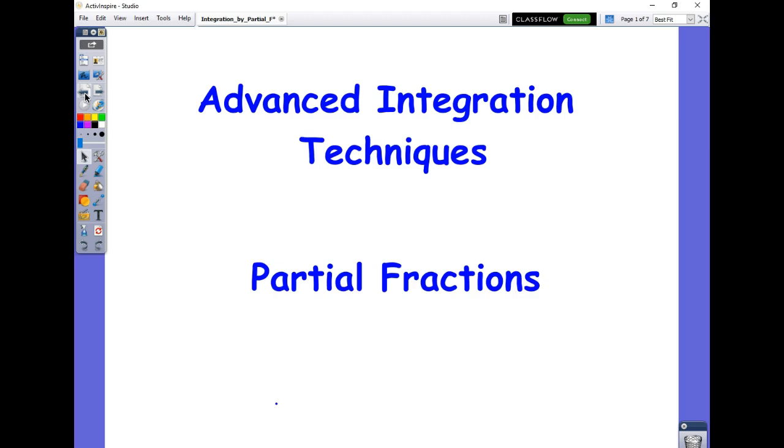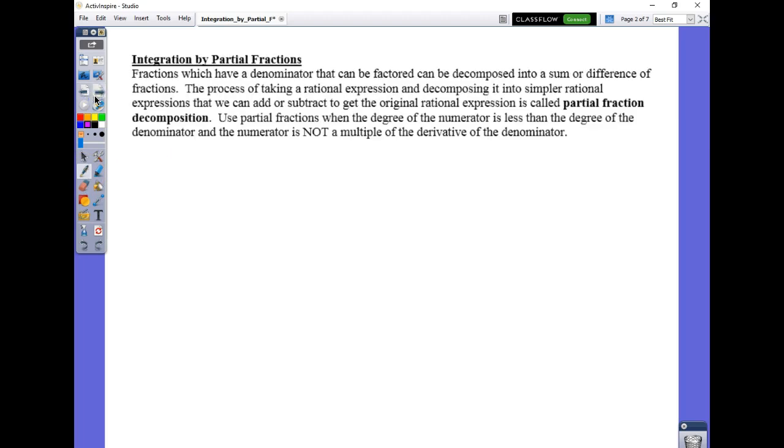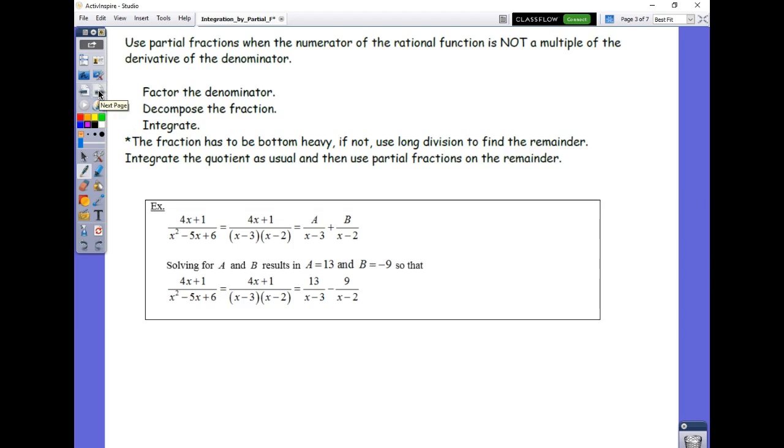Partial fractions are something that you've seen before. It's the concept of taking a fraction that has a denominator that can be factored and decomposing it into a sum or difference of fractions. You can see up here it talks about the process of taking a rational expression and decomposing it into simpler rational expressions that we can add or subtract. The significance is that we can take something where we can't see an integral, or won't have an antiderivative, and turn it into a lower power so that we can see an integral that we can actually do.